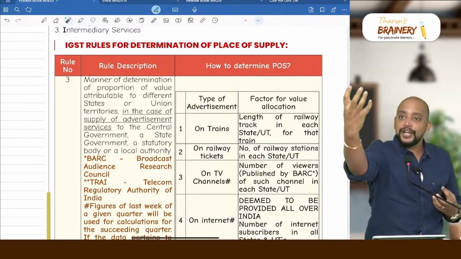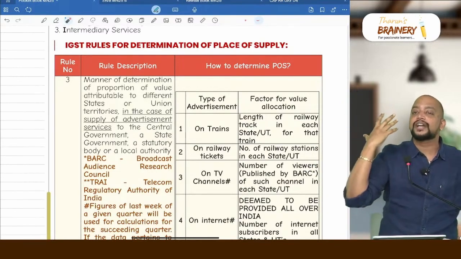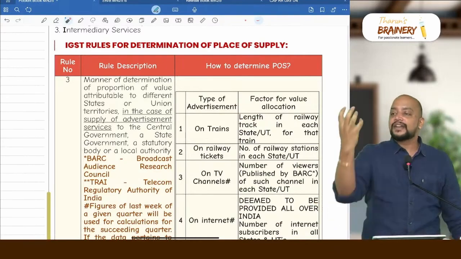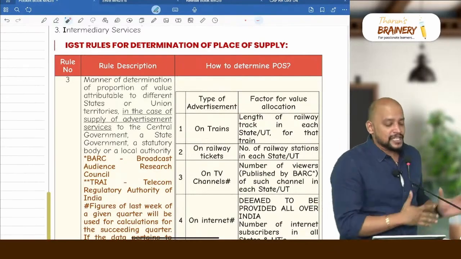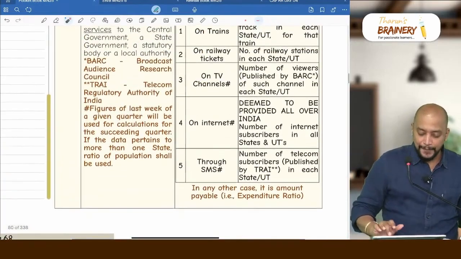So therefore, the revenue will be recognized based on expenditure. This is what the revenue recognition standard says. Got it? So my revenue I am recognizing based on my expenditure. That is about any other case, the expenditure ratio should be taken.